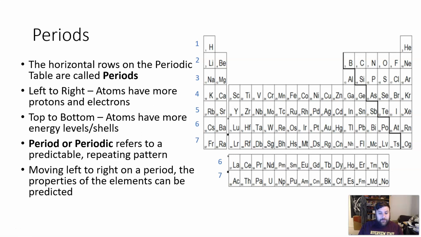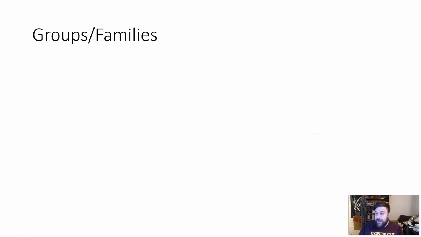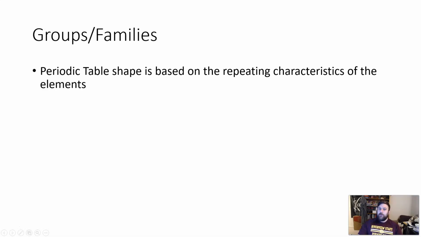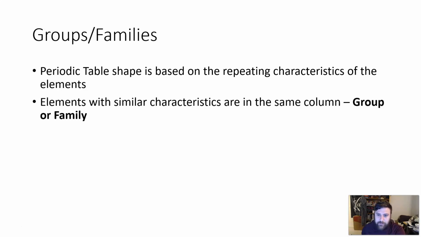Okay, so that's periods. Moving on into groups and families. Now, this is where we're going to spend quite a bit more time. The periodic table is shaped. Its main shape is based on these repeating characteristics, as I said on the last slide. Much like Mendeleev kind of decided when he was putting together his periodic table, the groupings that we make are based on similar characteristics.